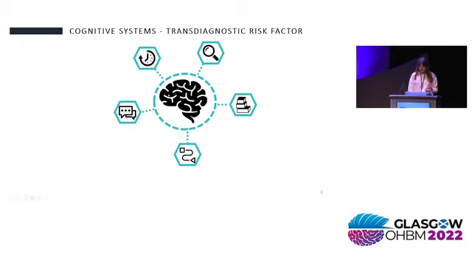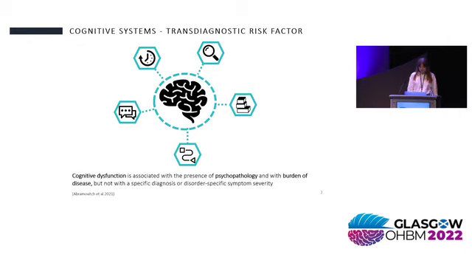And to address this issue within and between diagnostic categories, it is essential to study transdiagnostic samples, focusing on constructs that span numerous disorders in order to foster the data-driven discovery of endophenotypes and potential treatment targets. And actually, cognitive systems constitute such a transdiagnostic risk factor, as dysfunctions are present across psychopathology and are associated with the burden of disease.